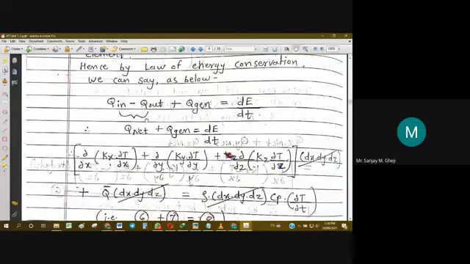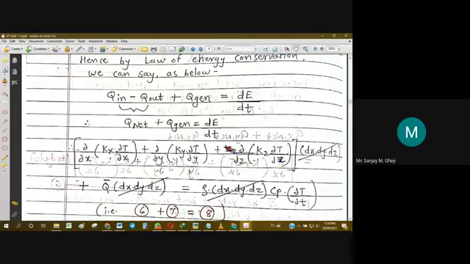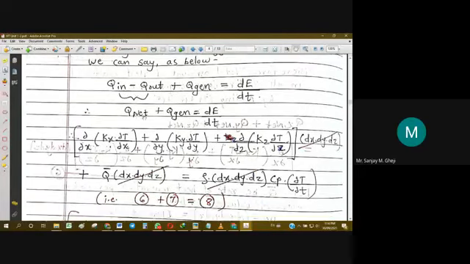If we put the previous equations for Q net and Q generation in differential form, we will get this. Q net we have already derived like this: del by del x of kx del T by del x, plus del by del y of ky del T by del y, plus del by del z of kz del T by del z.